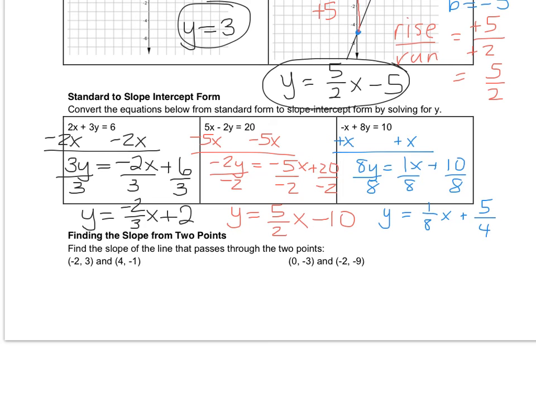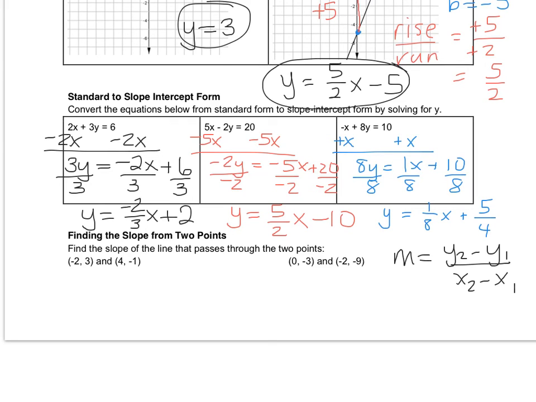Okay, the very last thing that we're going to do is find the slope from 2 points. And you may remember that slope is equal to m equals y2 minus y1 over x2 minus x1. I think that's probably how you learned it in middle school.